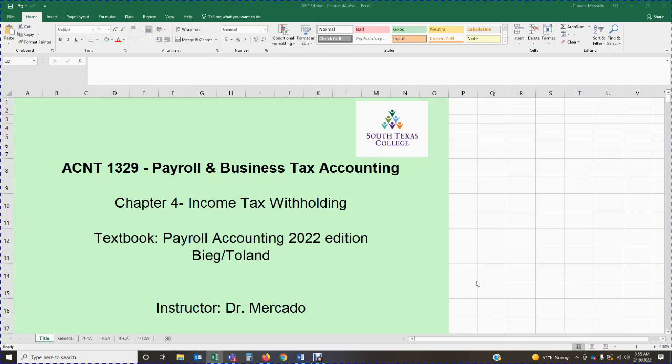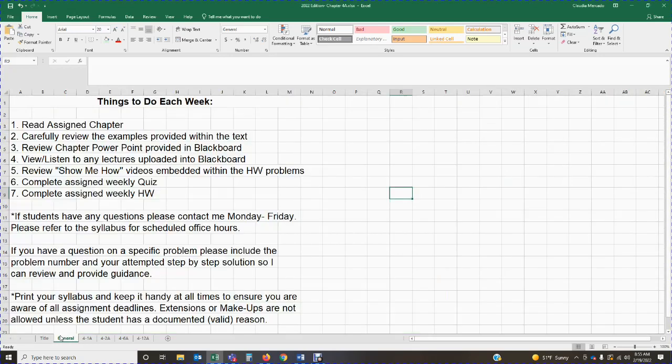Once you're done reading the chapter, make sure that you review the PowerPoints. You review the demonstration videos posted within your homework assignment. You listen to my lectures that I post on Blackboard. And then once you're done doing all that, you can proceed to working on your quiz and your homework. Remember, your quiz is multiple choice. It is timed. Your homework is workout problems that you can take as long as you need to. Two attempts are provided for both your homework and your quiz, and I will always keep the highest grade.